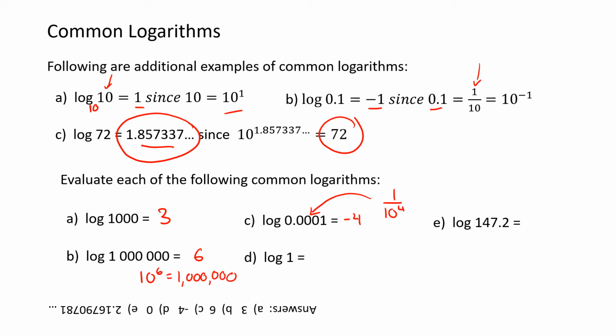For D, the log of the number 1, okay, so that's going to be 0 because 10 to the exponent 0 would give you 1, the number that you started with here. And lastly, log of 147.2, again, a number where you're not going to be able to figure out the exponent in your head. But you can do that in your calculator, and you would arrive at 2.168. I showed it down here with all of the decimals, but either way, round it to a reasonable number of decimals.